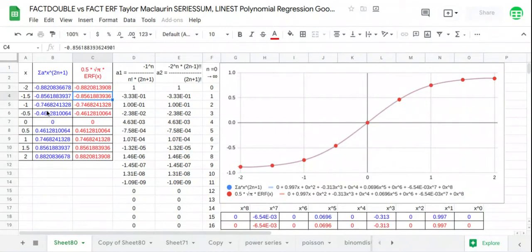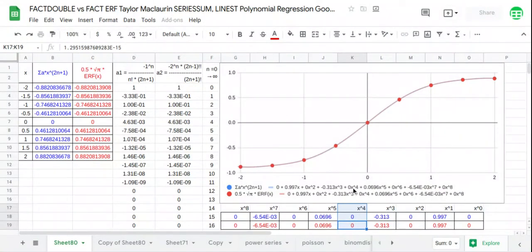The data sets are almost the same, except for an error outside 0. And the polynomials are identical. Let's compare with the polynomial regression coefficient. Coefficient of x to the 0, 0. Coefficient of x, 0.997. Coefficient of x squared, 0. Coefficient of x cubed, negative 0.313.